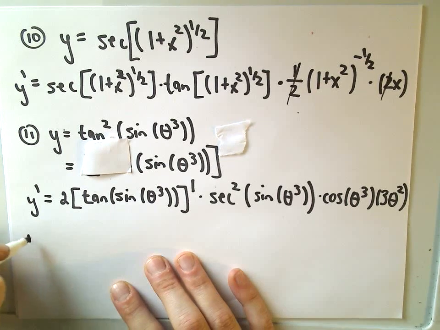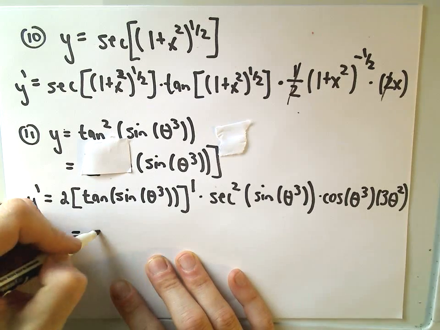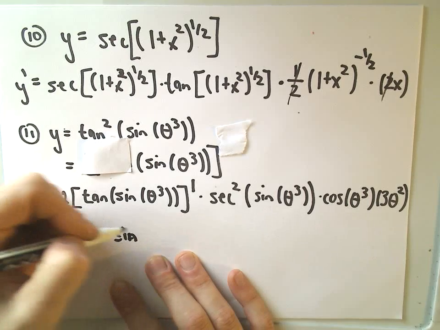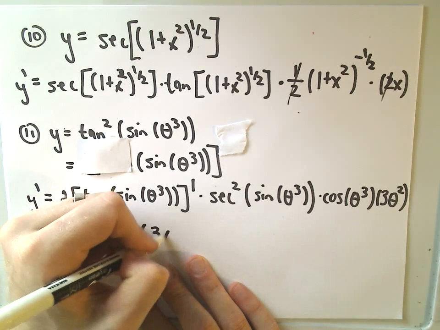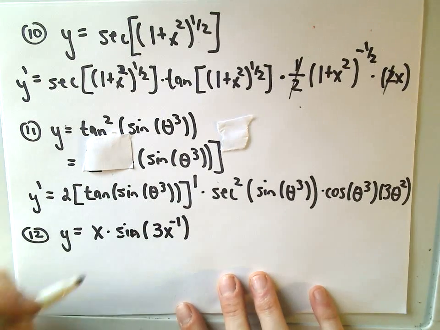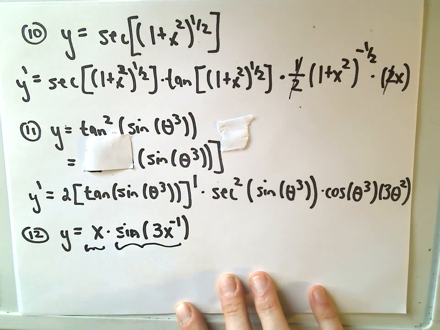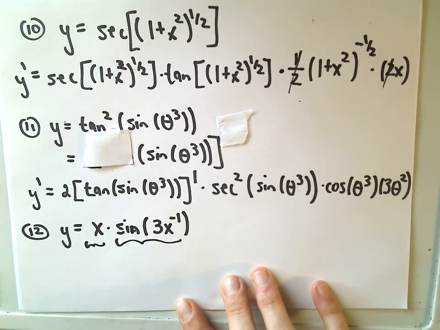Alright, let's see, number 12. And this one we had y equals x times sine of 3 over x. But again, 3 over x, I'm going to write that as 3x to the negative first. So on this one, we're going to have to use the product rule. I have one thing, I have something else. I'm also going to have to use the chain rule when I take the derivative of the sine portion.